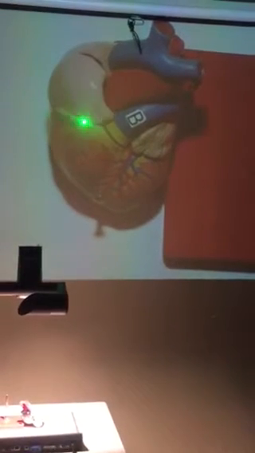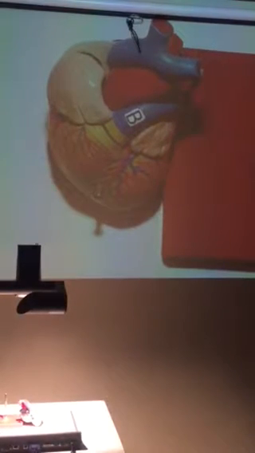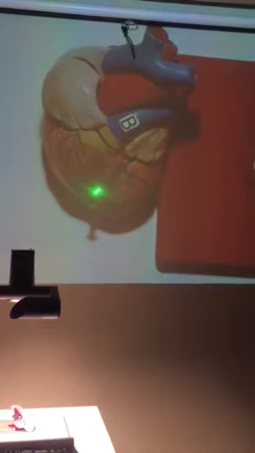And what is this sulcus? Coronary sulcus. Okay, that's correct. Then you say here is a groove. What is this? Anterior interventricular groove.